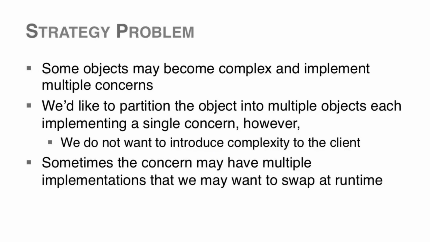So let's finally summarize the strategy and make sure that we know it at a slightly more abstract level. So the problem is that some objects may become very complex and implement multiple concerns. And sometimes it's desirable to partition the object into multiple objects, each implementing a single concern. However, we have to be careful so we don't introduce complexity to the client. Sometimes the concern may have multiple implementations that we also want to swap at runtime, either controlled by the client or perhaps controlled by the context of this complex object itself.